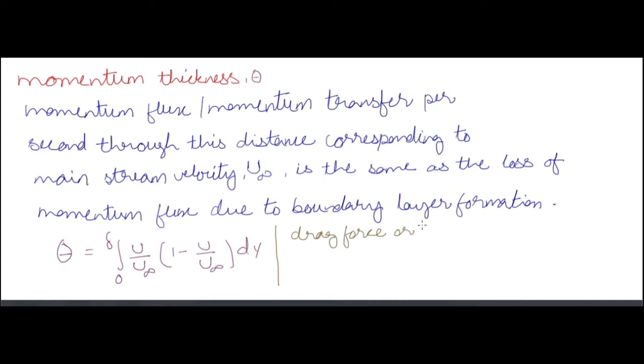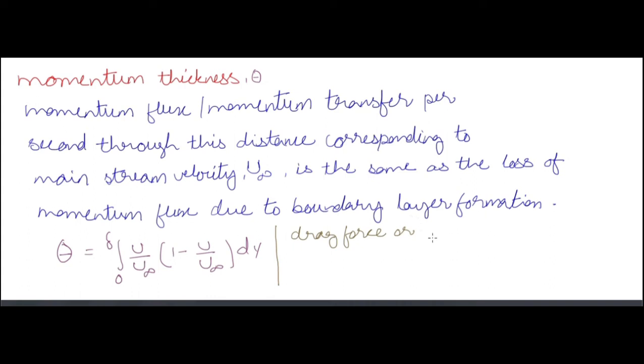Delta is the boundary layer thickness. Theta is the integral from 0 to delta of u by u infinity into (1 minus u by u infinity) dy. Here u is the velocity at point y, and u infinity is the main stream velocity, the center line velocity, or velocity of the flow.